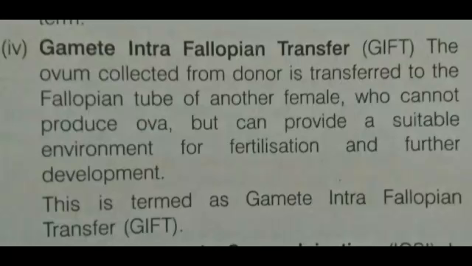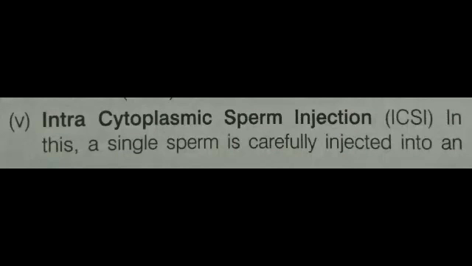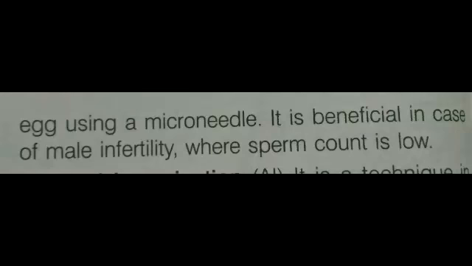Gamete intrafallopian transfer is a process in which the ovum collected from a donor is transferred to the fallopian tube of another female who cannot produce ova but can provide a suitable environment for fertilization and further development. This is known as GIFT.